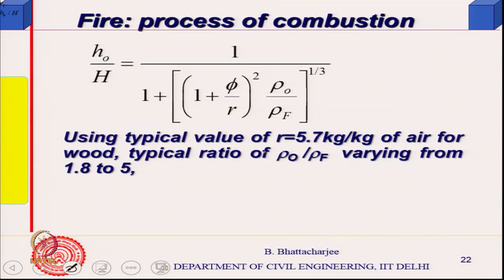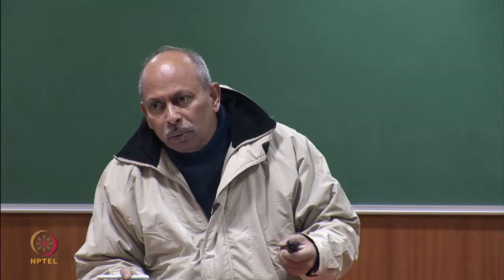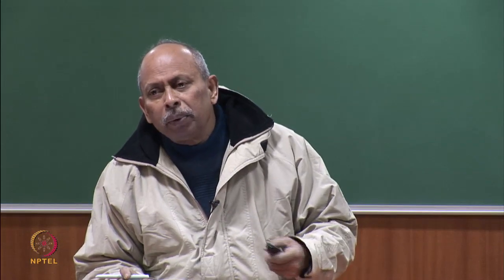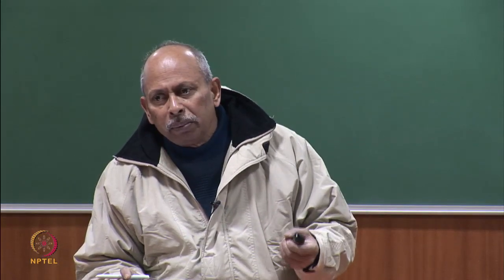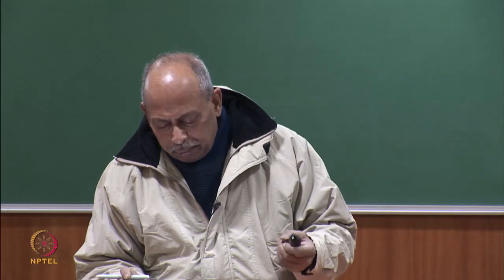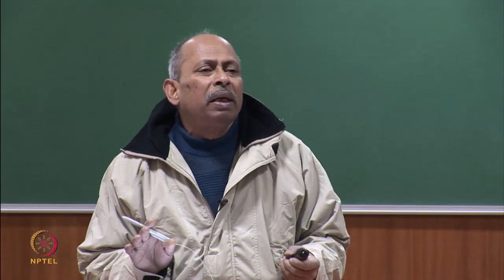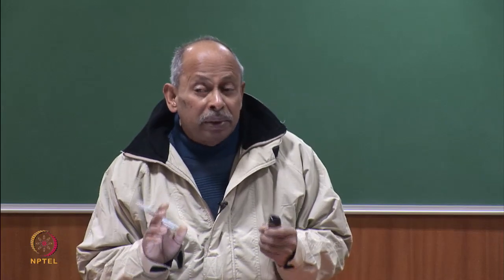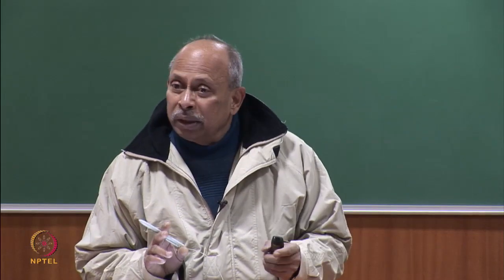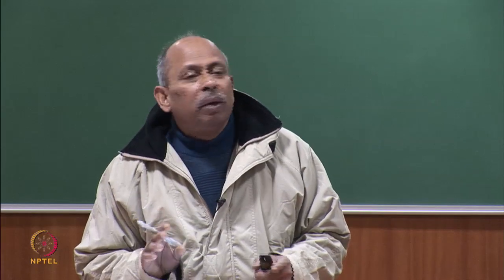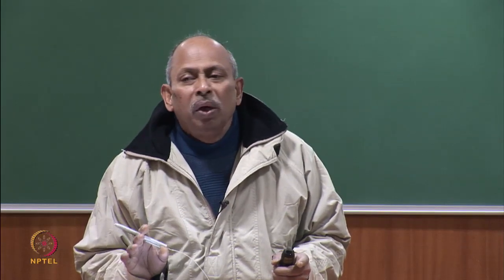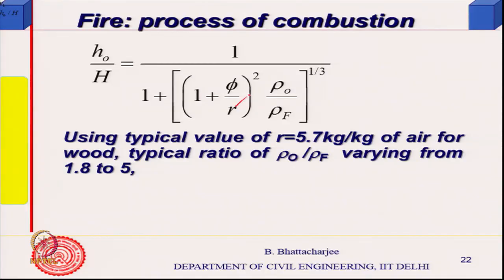Now, as I said, a typical value of R is 5.7 kg. That means when you burn wood, when you heat up the product of pyrolysis, it consumes 5.7 kg of oxygen. So, 1 kg of wood in a way consumes around 5.7 kg of oxygen. So, this value of R is approximately 5.7.